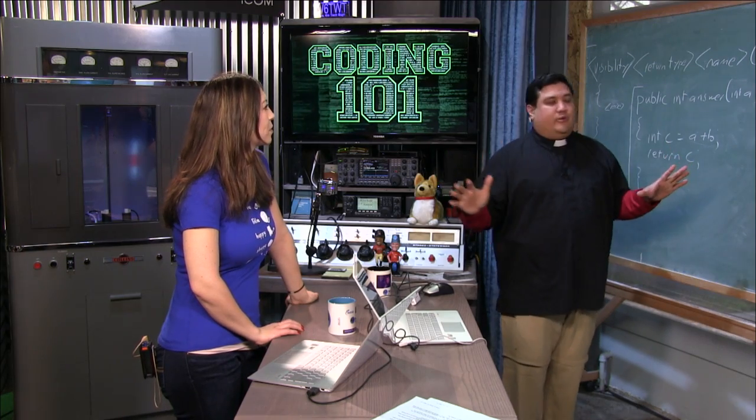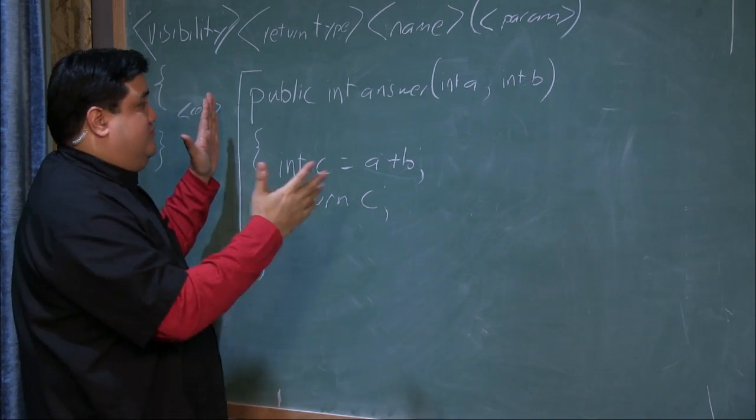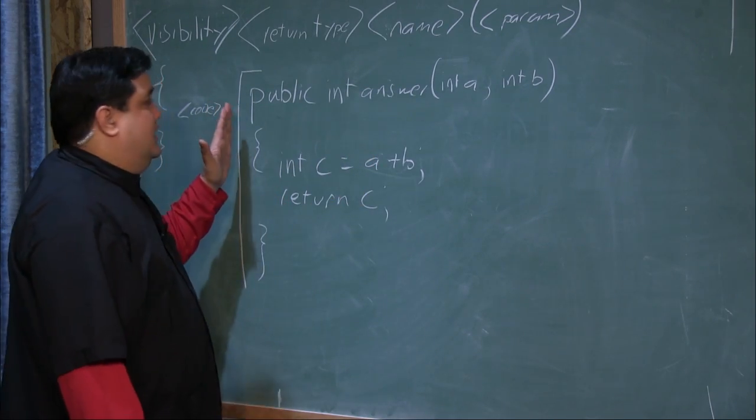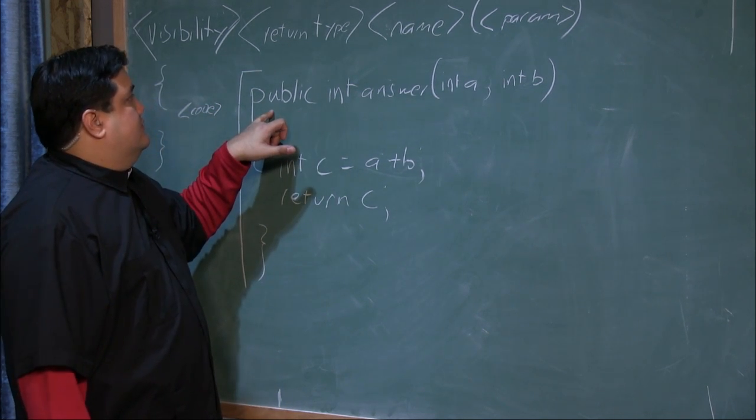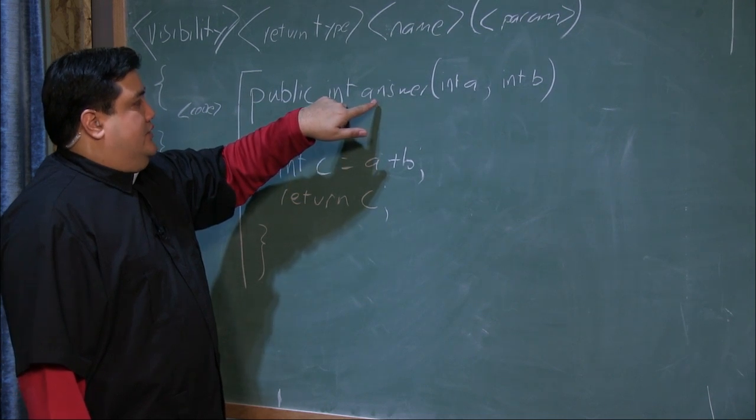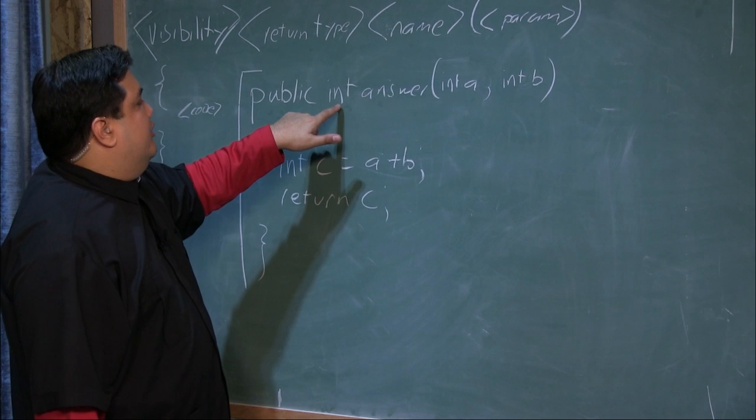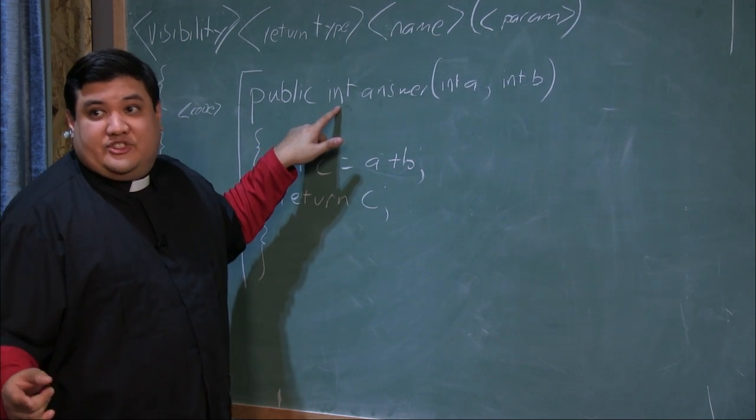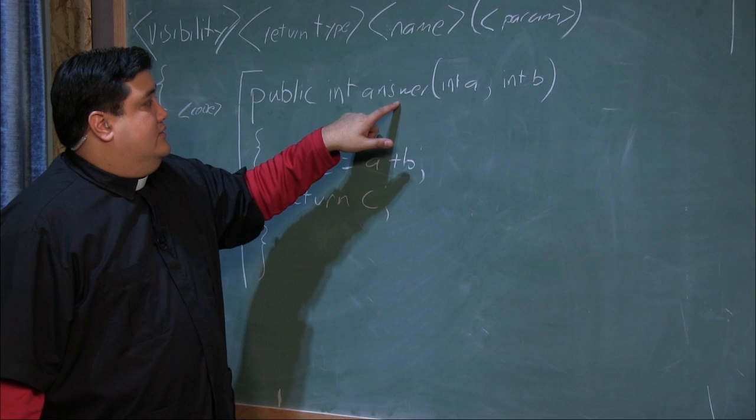Now that's the theoretical model. Here's what it actually looks like. Here's an example of a function that I just drew up in like 2-3 minutes. Public is your visibility, so it's public and you can see it anywhere. Integer is the return type, so it's going to return an integer, a whole number. Answer is the name.